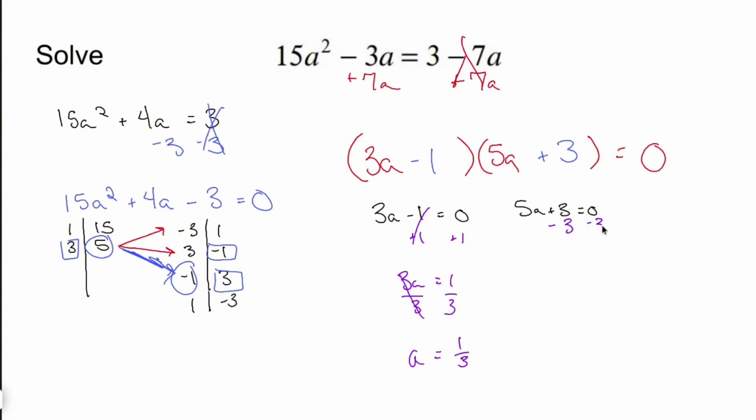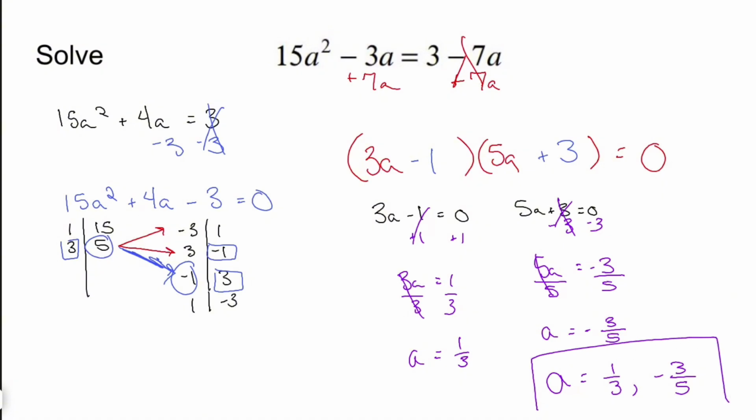Minus 3, 5a equals negative 3, divide by 5, a equals negative 3 over 5. So my two possible answers are a equals 1/3 and negative 3/5. And there you have it.